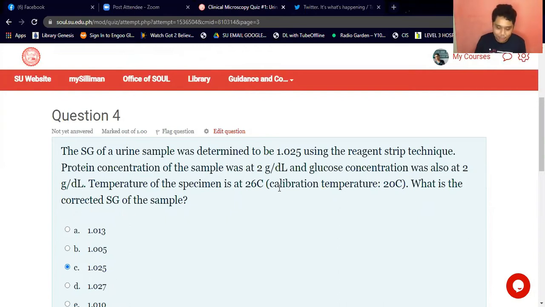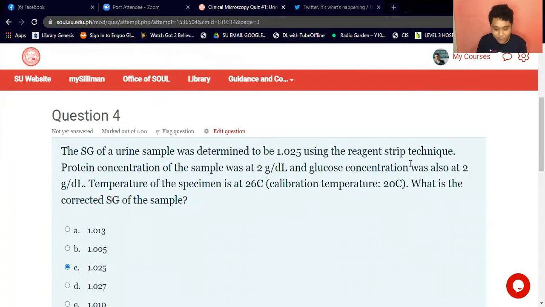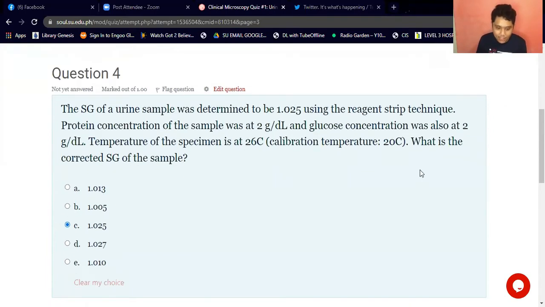Okay? But for reagent strip, it doesn't need to be corrected. Since reagent strip was mentioned, you don't need any corrections. If a refractometer or urinometer is used, then of course you have to make the necessary corrections. For refractometry, again, you don't need to correct for temperature. Go straight to protein and glucose. But for urinometer, you have to include temperature.